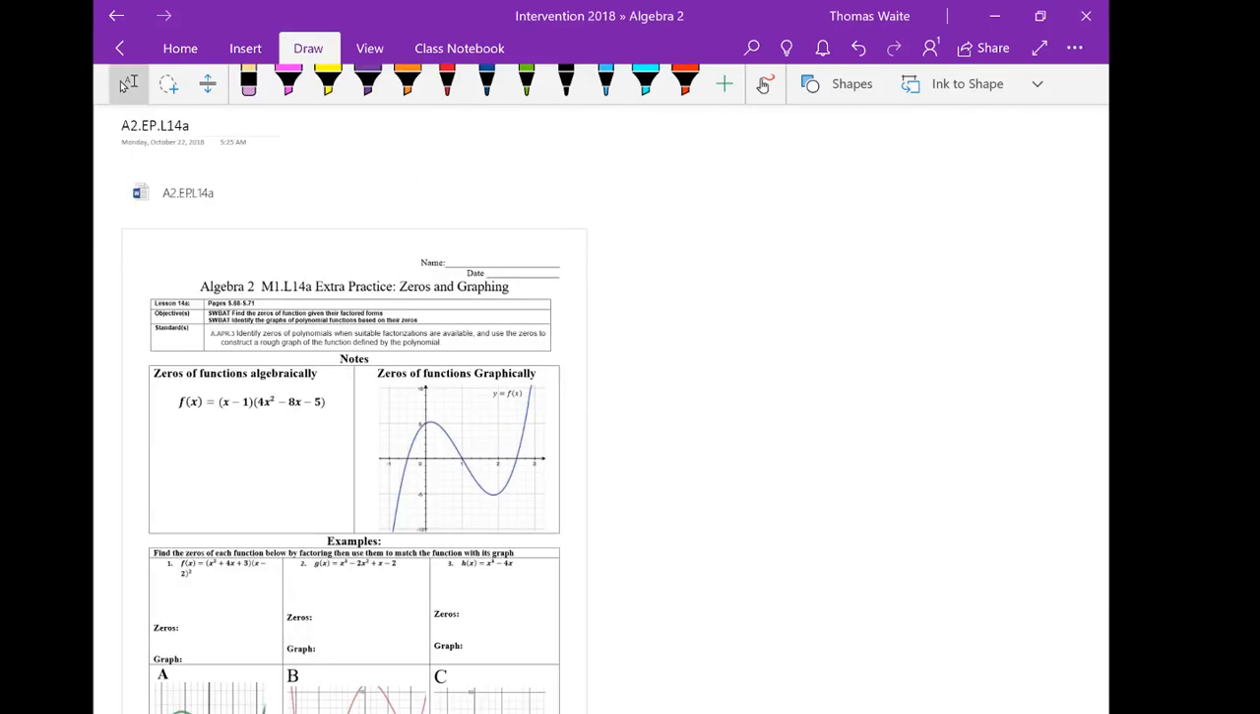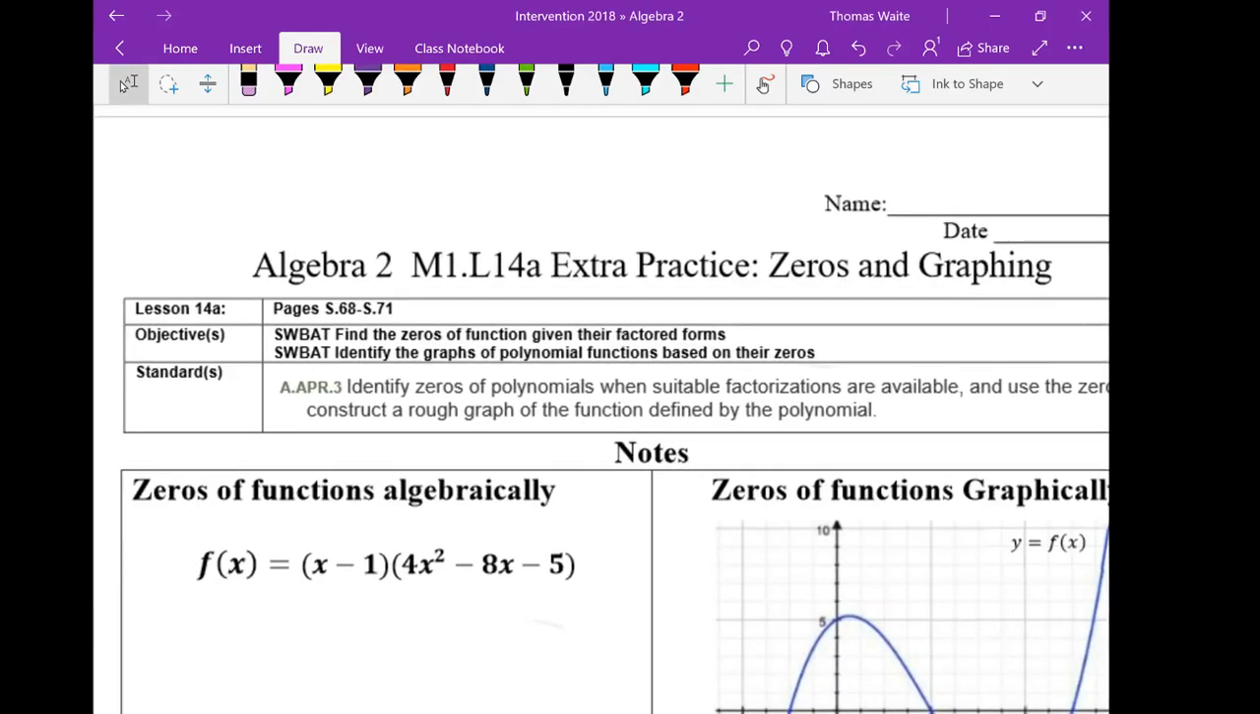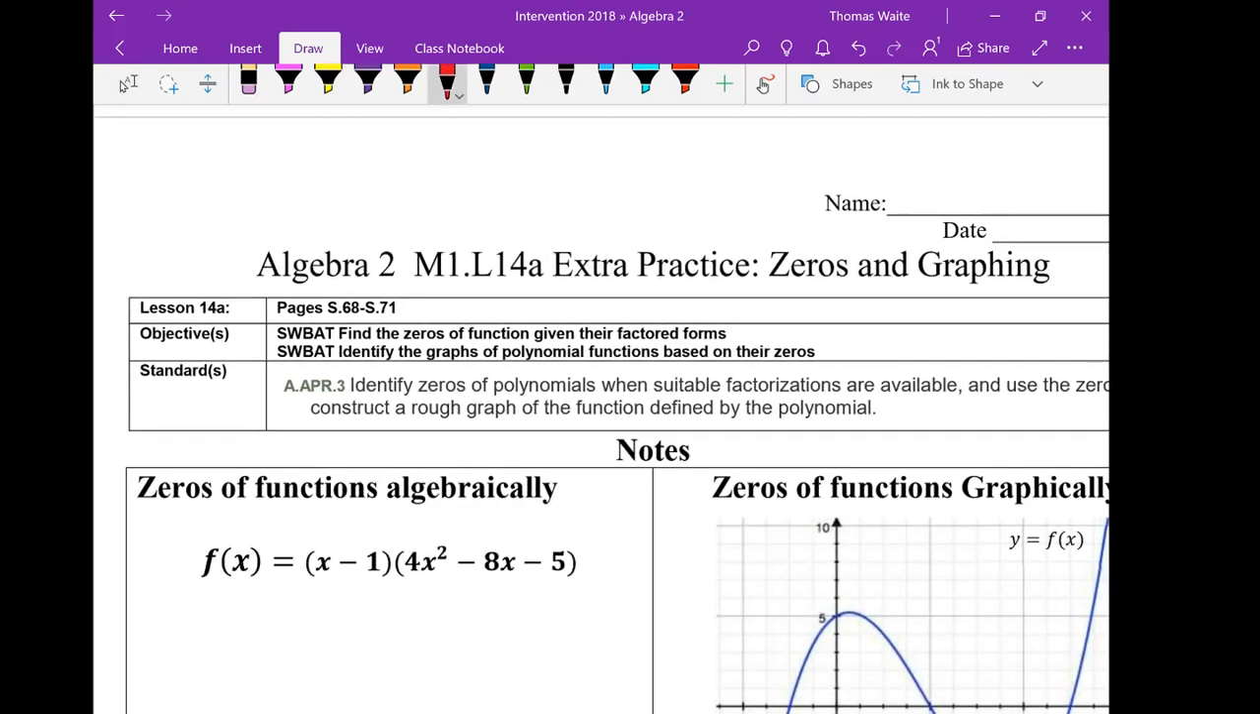Hey Algebra 2 students, this is extra practice for lesson 14. So it should go along with finding our zeros and starting to graph, which is what we're focusing on this week in lesson 14. We'll probably spend a couple days on lesson 14, that's why it's called lesson 14a. Our objectives are to find the zeros of a function given their factored forms.